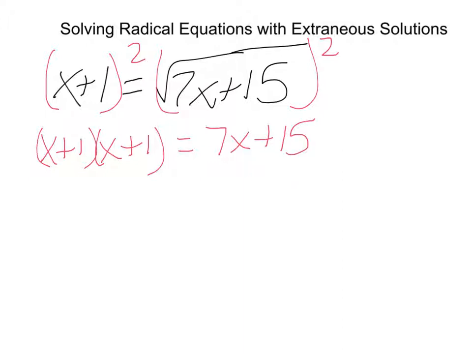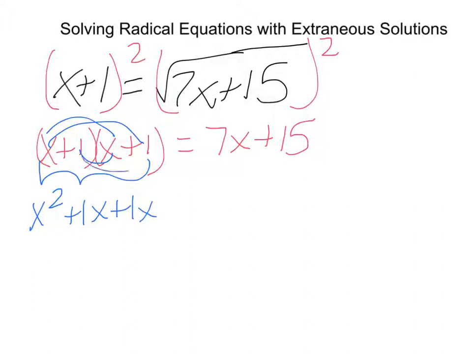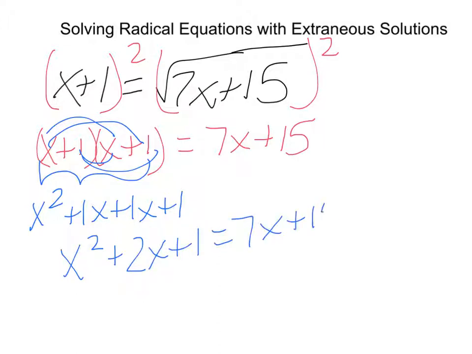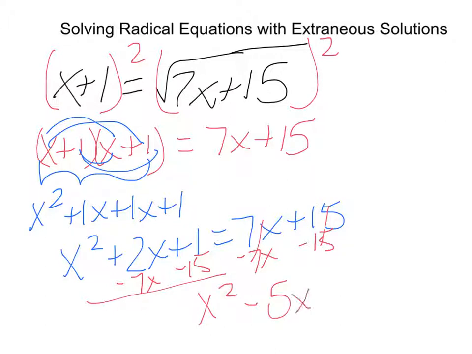We have the radicand. From here, we are going to take this part and FOIL or do a generic rectangle, whatever you prefer. We should get x squared plus 1x plus 1x plus 1. So it's x squared plus 2x plus 1 is equal to 7x plus 15. We are going to now combine like terms. We're going to bring 7x over and 15, at the same time. So now we have x squared minus 5x minus 14 equals 0.